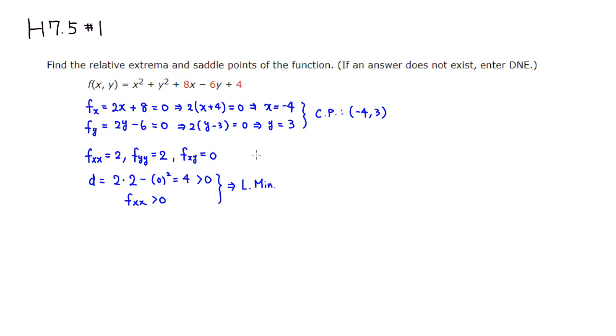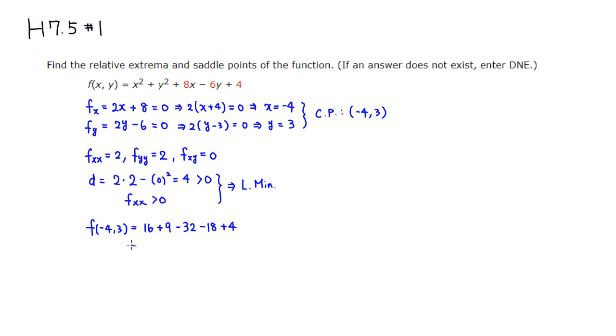So let's find the value at negative 4, 3. So let's find f of negative 4, 3. If we plug in negative 4, negative 4 squared is going to be 16. And 3 squared is going to be plus 9. Negative 4 times 8 is minus 32. And then minus 6 times 3 is minus 18.